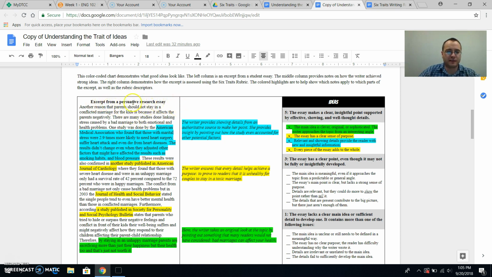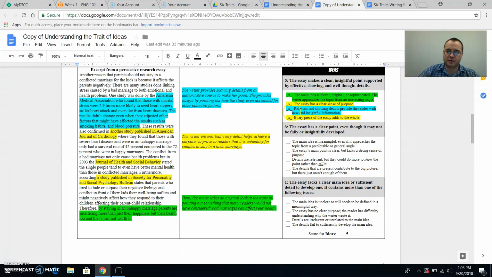So what I've done here is the left-hand side gives you a piece of writing. The right-hand side shows you how I evaluate that piece of writing on the rubric. This is the complete rubric for ideas. Okay.